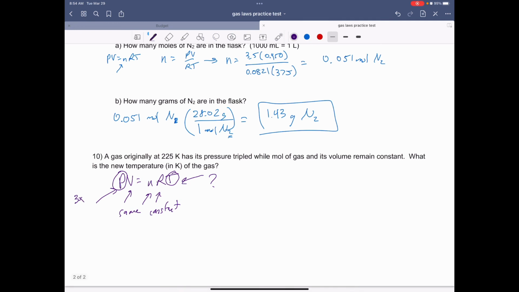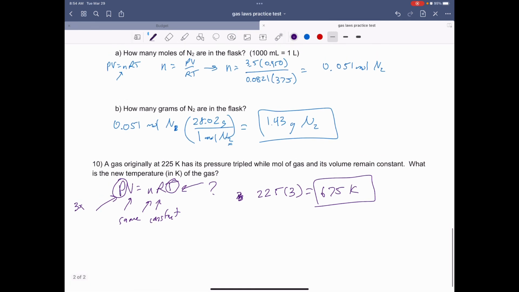So the original temperature was 225, and we are tripling it, and that is going to be 675 degrees Kelvin. That is literally it. Okay.